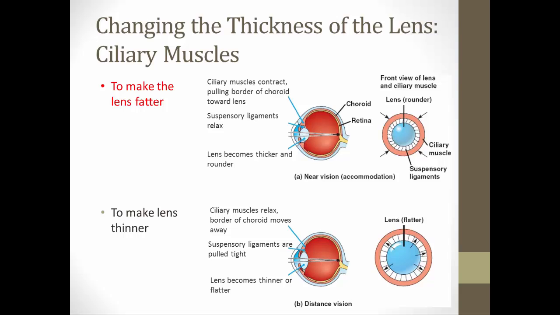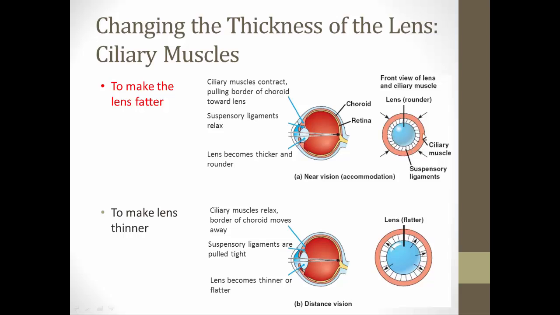So first of all, let's look to make the lens fatter. Now get oriented here. Here's these ciliary muscles, there's the suspensory ligaments, and then here's the lens. I like to think of this as kind of like a trampoline, with the ciliary muscles being the frame of the trampoline. The suspensory ligaments are those coils along it, and then of course the lens is the surface of the trampoline that you jump on.